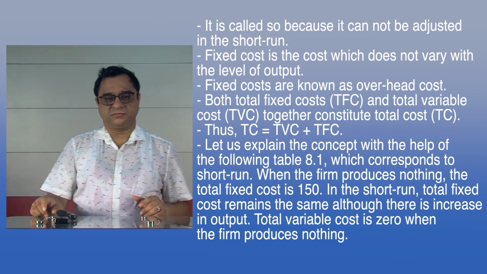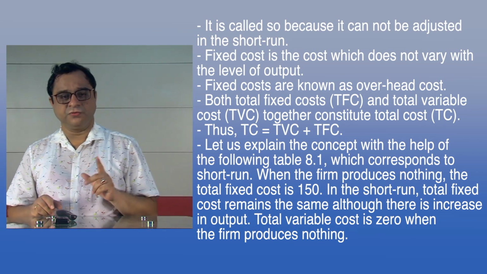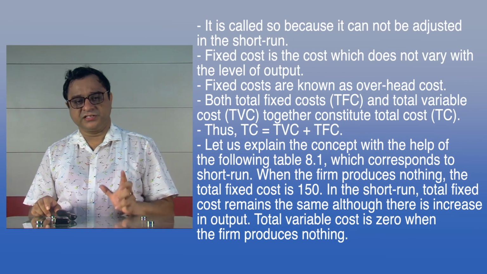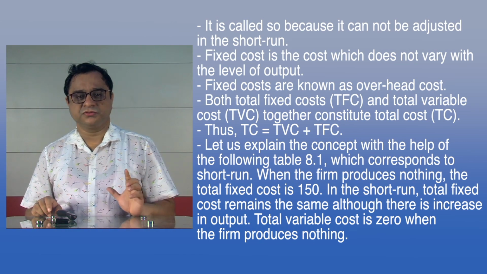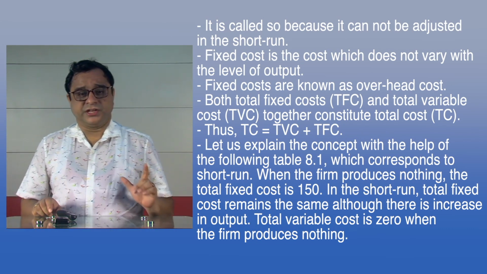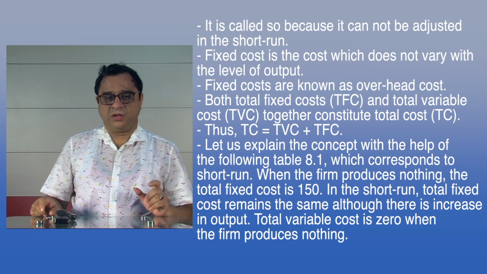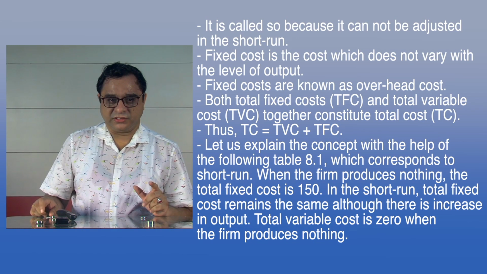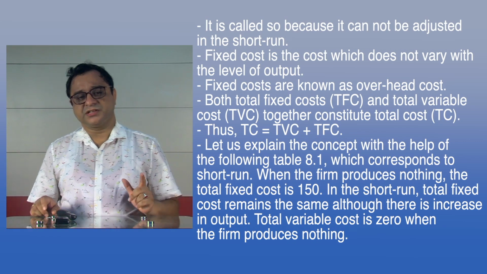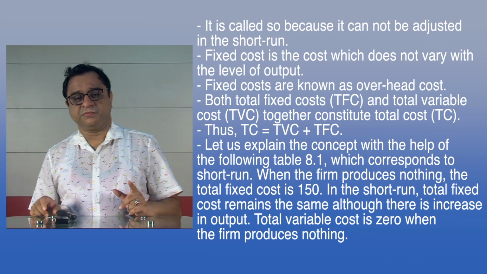Both total fixed cost, let us call it TFC, and total variable cost, TVC, together constitute total cost, TC. Thus, TC is equal to TVC plus TFC, that is, total cost is equal to total variable cost plus total fixed cost. Let us explain the concept with the help of the following table 8.1, which corresponds to the short run. When the firm produces nothing, the total fixed cost is 150. In the short run, total fixed cost remains the same, although there is an increase in output. Total variable cost is 0 when the firm produces nothing.